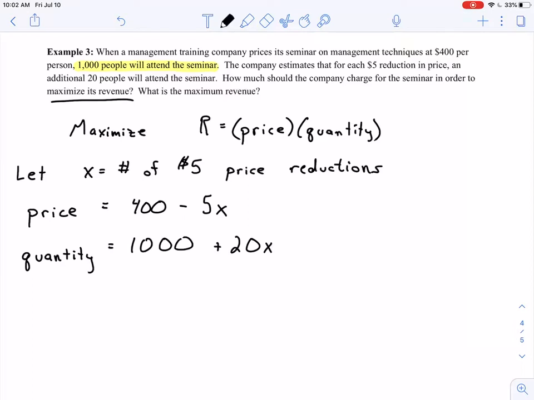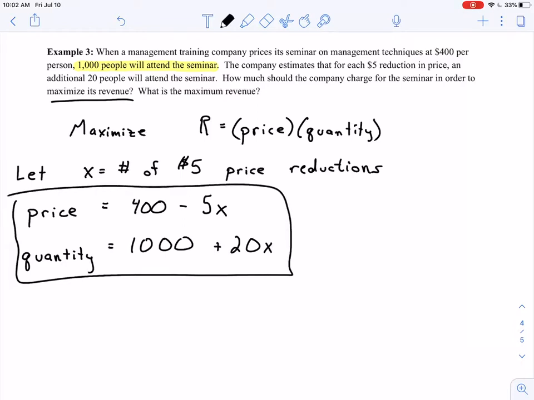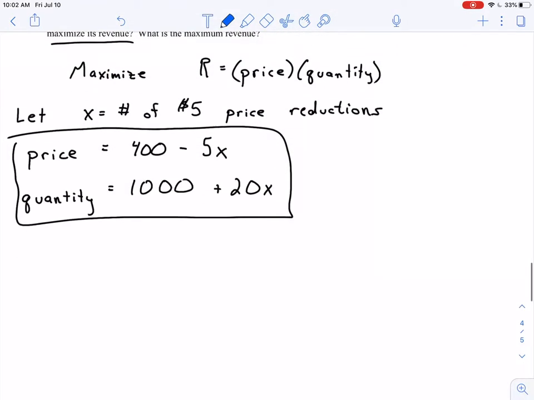So if x is 1, I have an additional 20 people show up. If x is 2, I have an additional 40 people show up. If x is 3, an extra 60 people show up, and so on. So these are the two things that I needed in order to write the equation for my revenue. So now I should be able to write my revenue function.